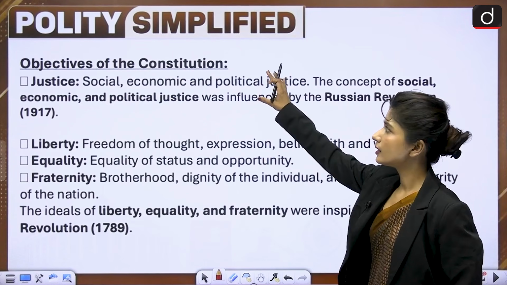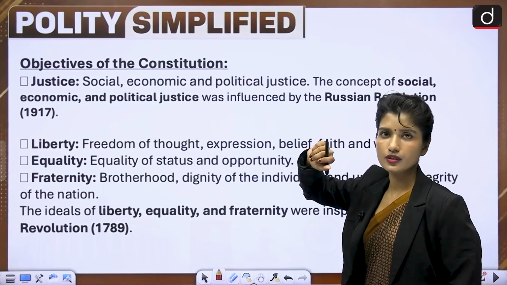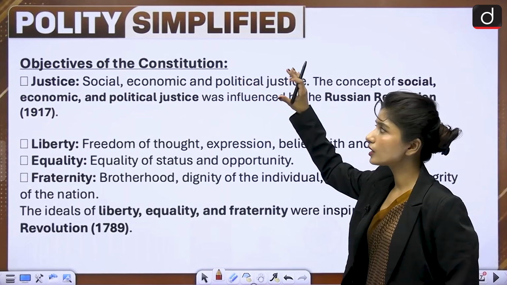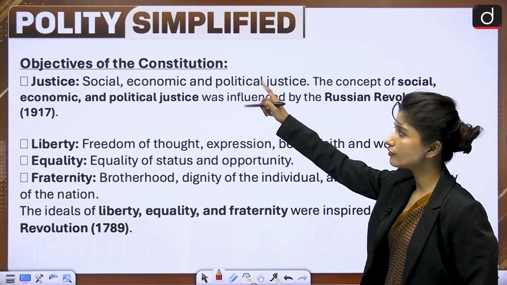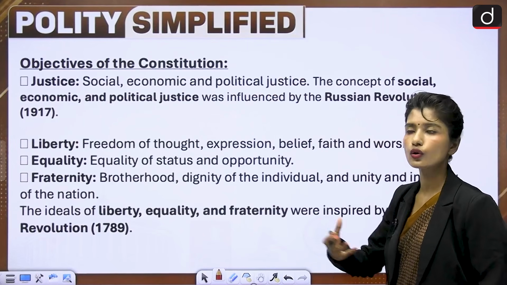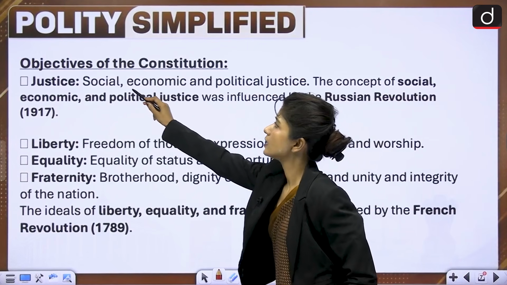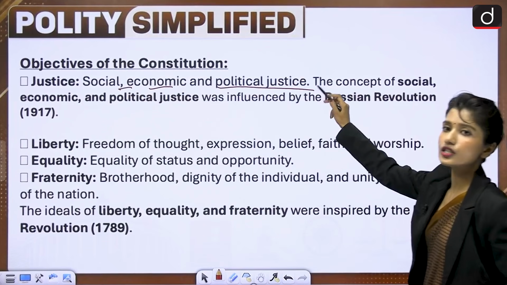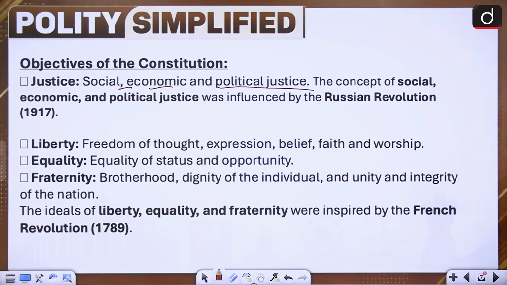Now that we are done with the kind of Indian state polity that we have, we will talk about the goals or objectives that are given in the constitution, the goals that we are trying to achieve as a country. The first objective, the first ideal or goal, is justice. Social, economic and political justice, all the three justices, not just one.